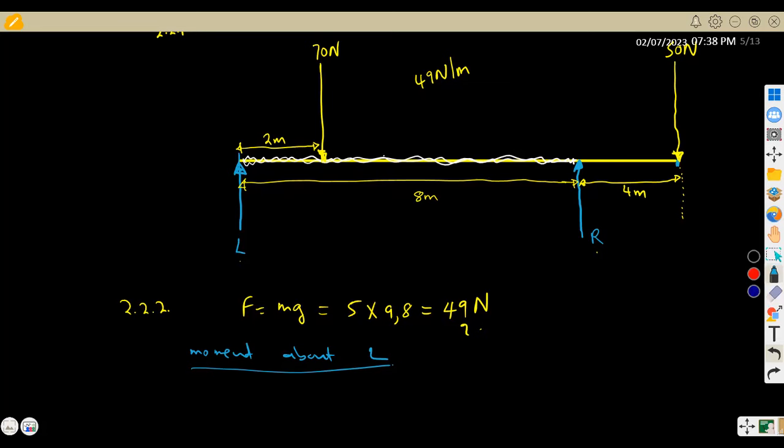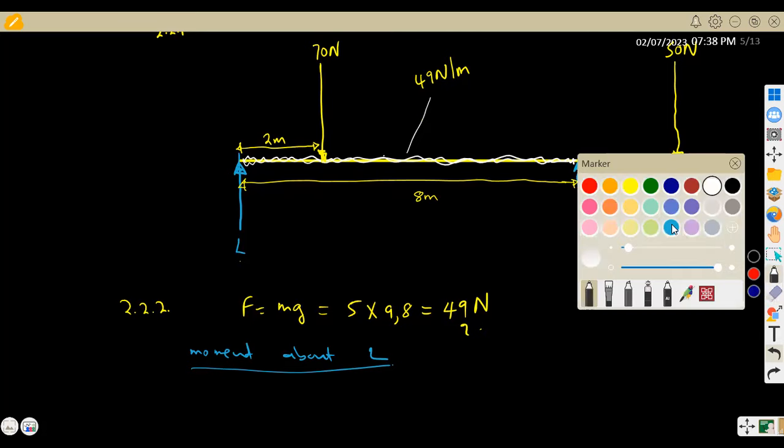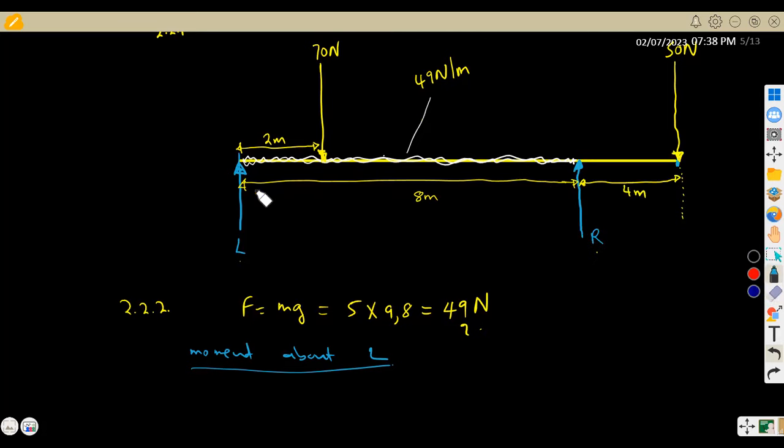Remember, we've got our indication of the distributed load here, but let's say what is the force that we have in between. That means we are going to consider now the load from the distance that we have of 8 meters, because this 49 Newton per meter is affected for 8 meters. So we're going to multiply 49 by 8. Let's see what you're going to have in this case.